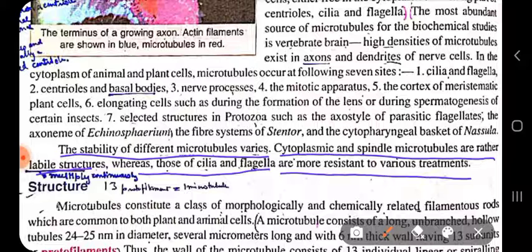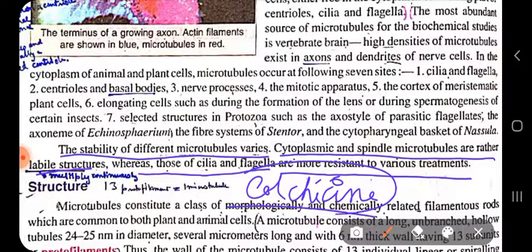They multiply continuously. They can be treated with various chemicals, like a chemical called G-scene, which disrupts microtubule assembly, right? Okay. So this was about the occurrence of the microtubule. Let us see now about the structure.